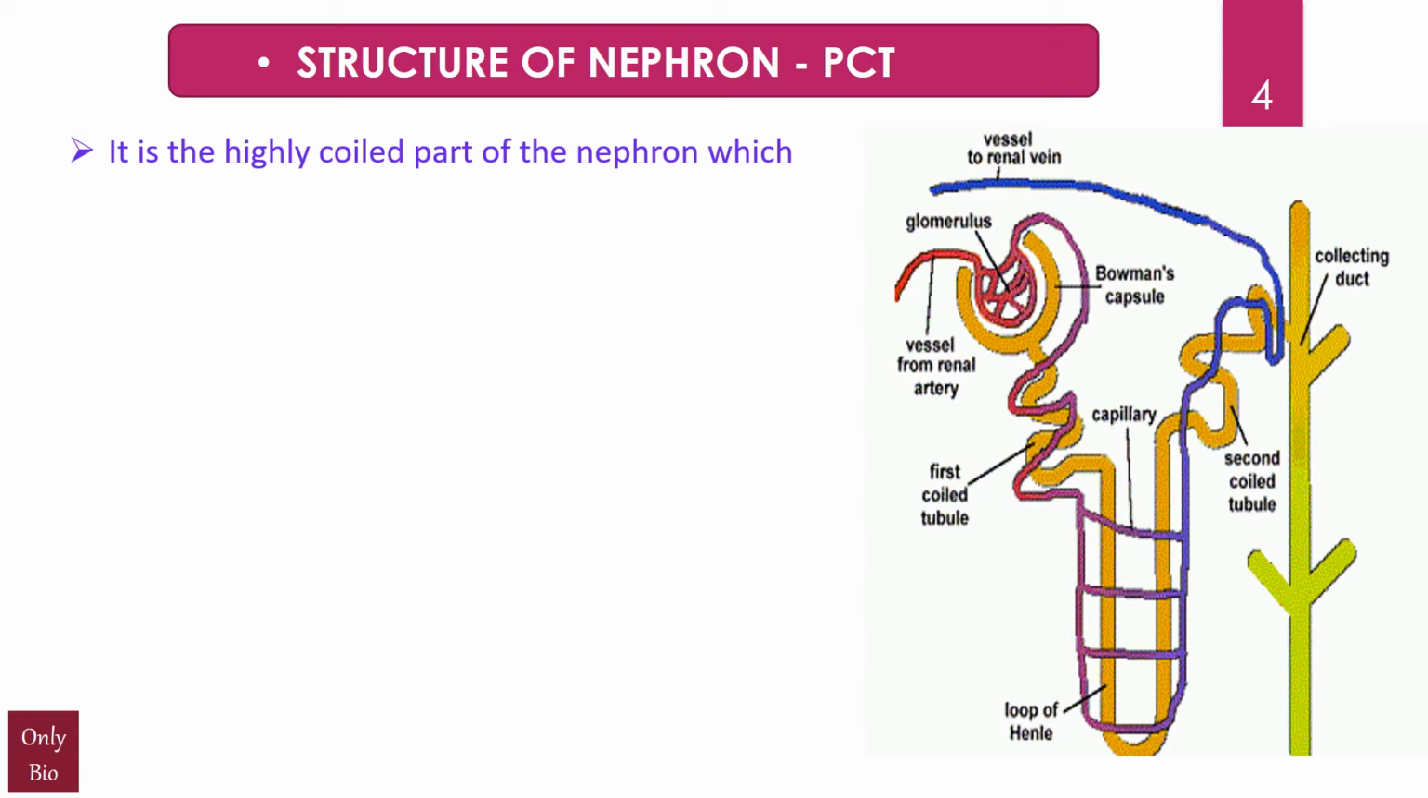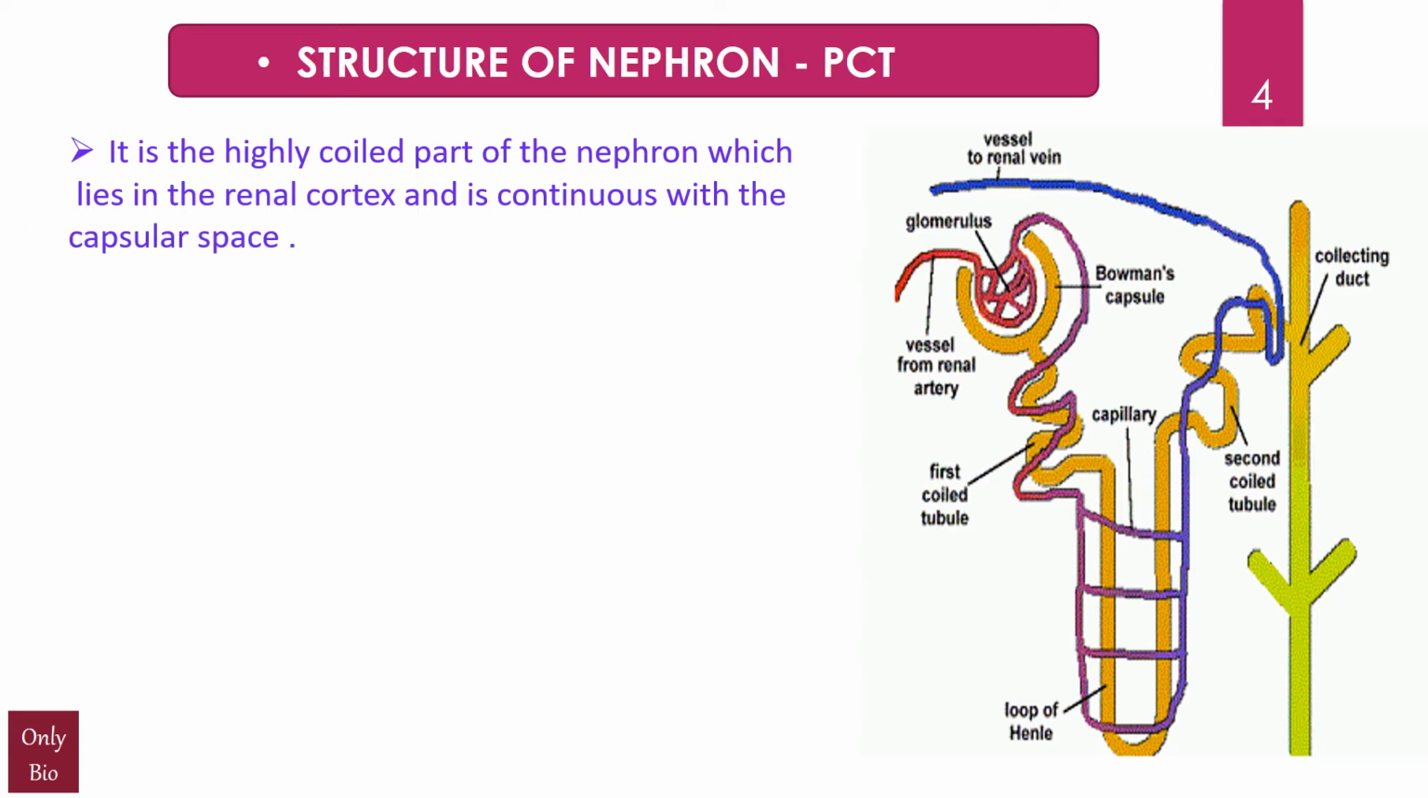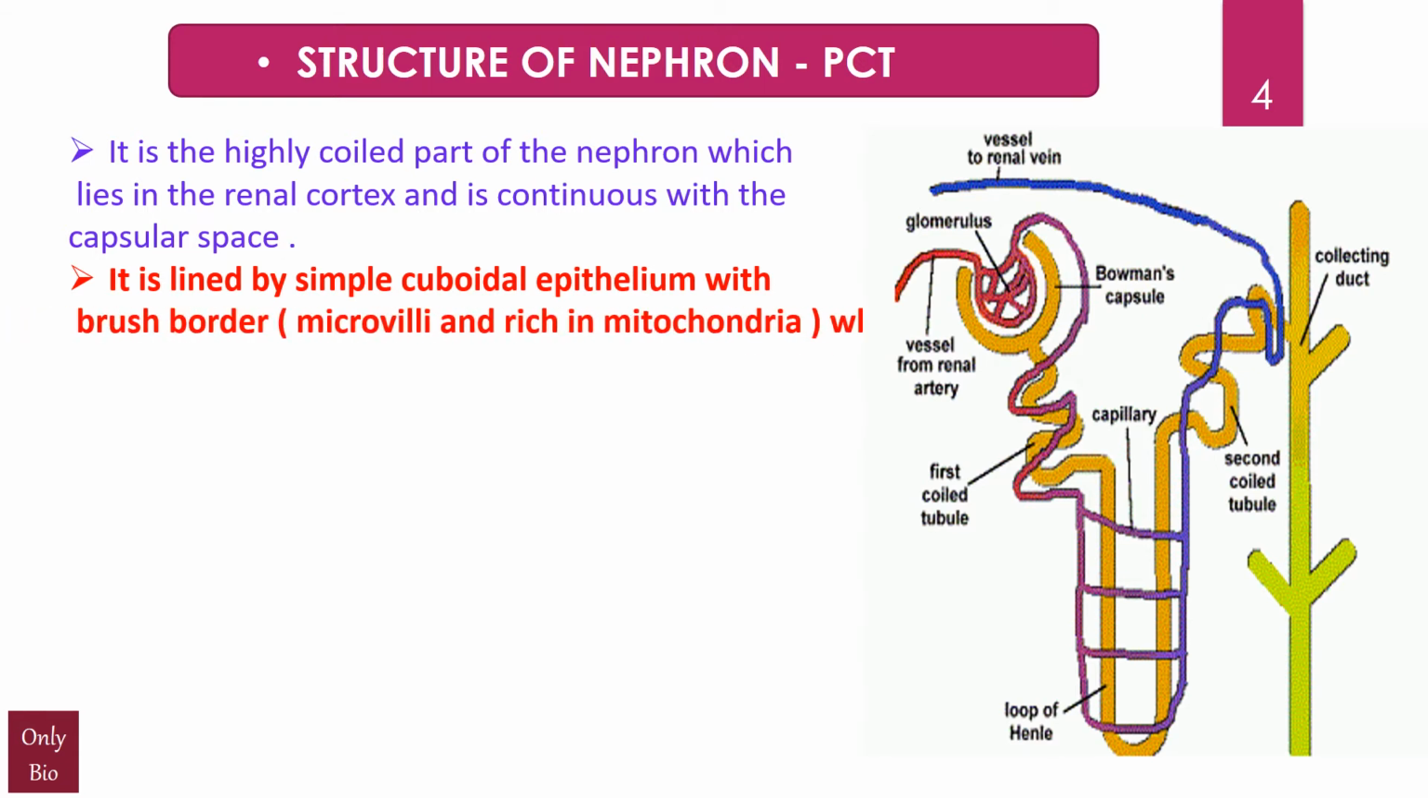It is a highly coiled part of the nephron which lies in the renal cortex and is continuous with the capsular space. It is lined by simple cuboidal epithelium with a brush border, that is microvilli, and is rich in mitochondria, which helps in greatly increasing the area of absorption. Microvilli are nothing but finger-like projections. So the more the microvilli, the more the surface area and the more the absorption.